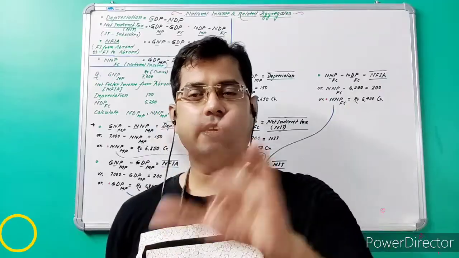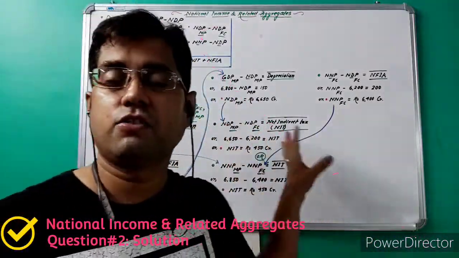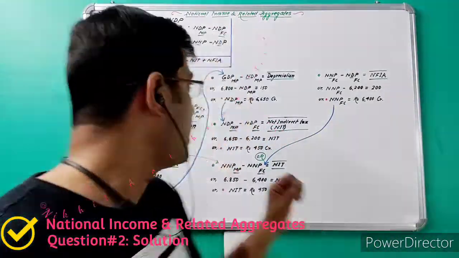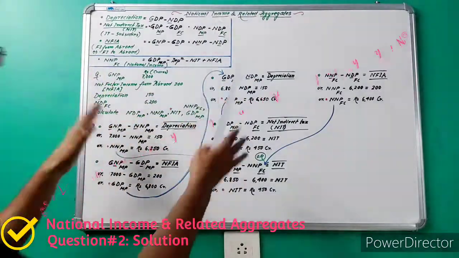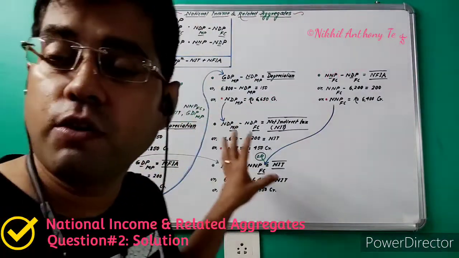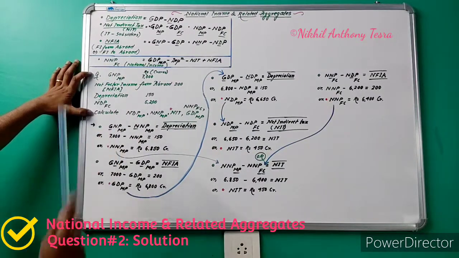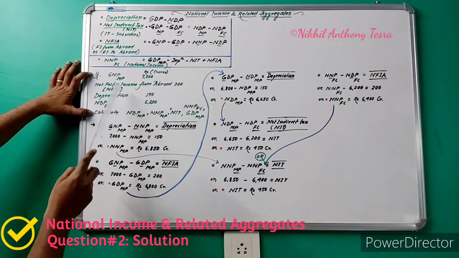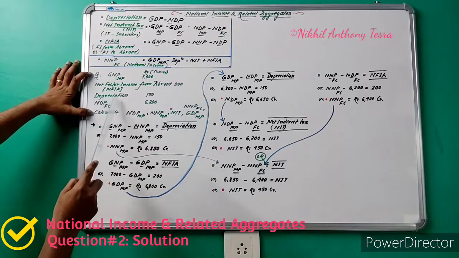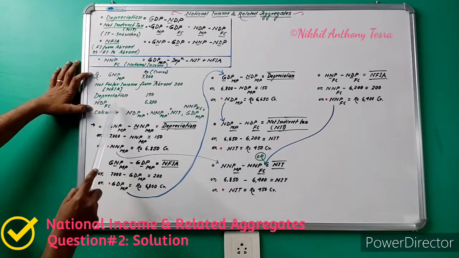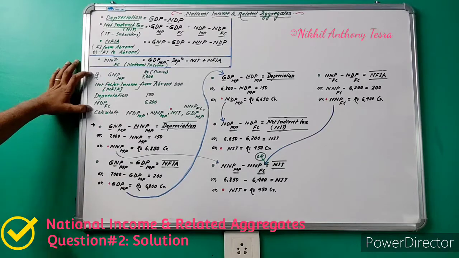So friends, let's start another problem. This problem and solution is going to be your master problem, and I have tried to cover all the formulas in this particular question. Okay friends, very quickly we will do this one. The given question is GDPmp 7000 crores, net factor income from abroad, that is NFIA, 200 crores, depreciation is given 150 crores, NDPFC is given 6200 crores, right?